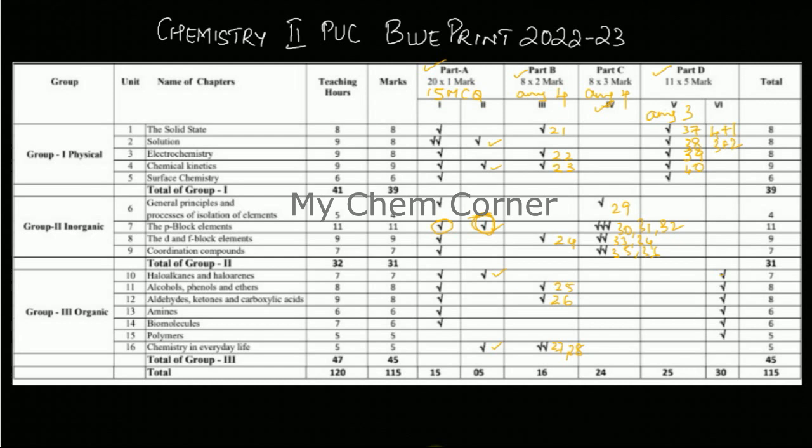The other 2-marker could be: give reasons for which will affect the rate of the reaction, or explain the effect of catalyst on activation energy, or a problem on activation energy, how to calculate activation energy and Arrhenius constant. These kinds of questions can be asked over here.